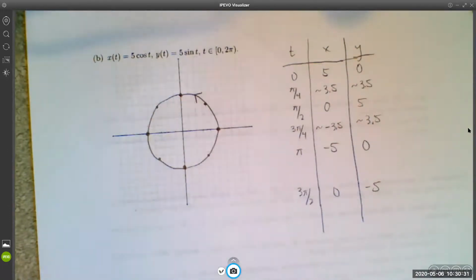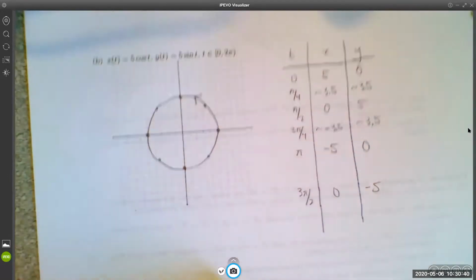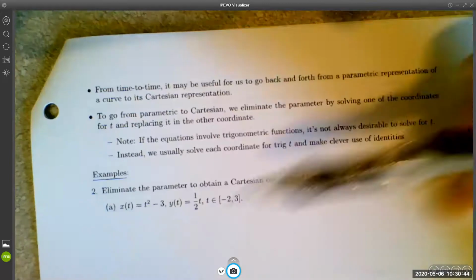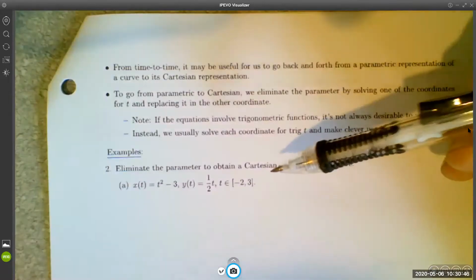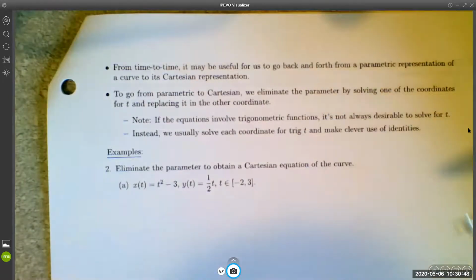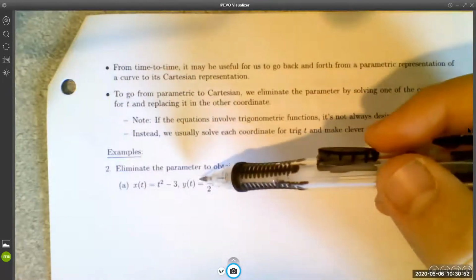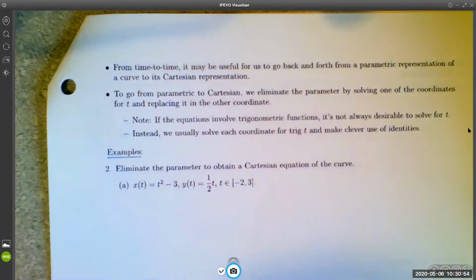Of course, one of the other things that we want to do besides being able to graph these things is to be able to convert between parametric form and rectangular form. So if we want to go from parametric to rectangular, usually the way to do that is to solve one of the coordinates for t and then plug that into the other coordinate.